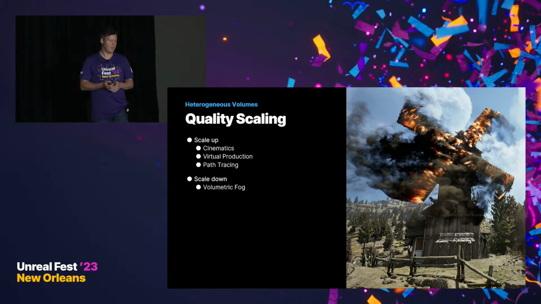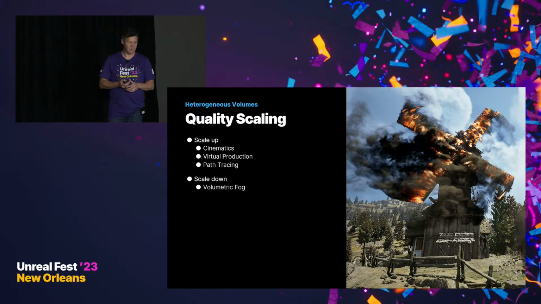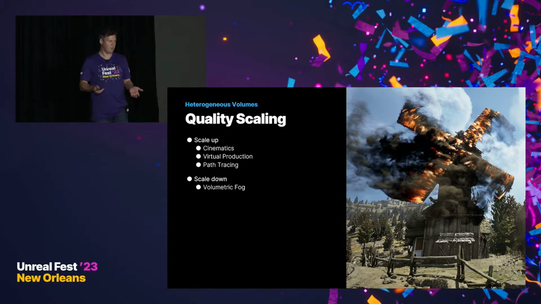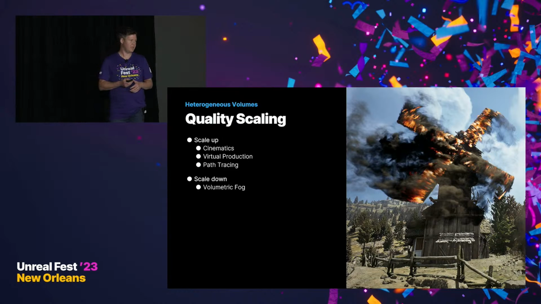At the same time, UE already has volumetric fog, which is a proven performance technique. So what we decided to do was provide a natural degradation path from offline heterogeneous volumes to real-time volumetric fog. And again, we're leaning on the material graph to provide this abstraction. So basically, elements that are authored in heterogeneous volumes can also emit as volumetric fog elements for platforms where it isn't supported or where it's disabled.